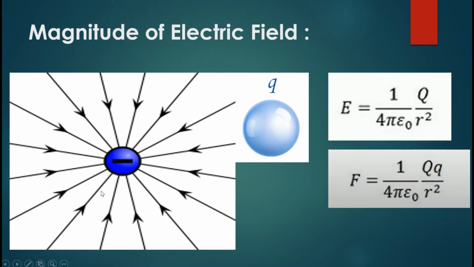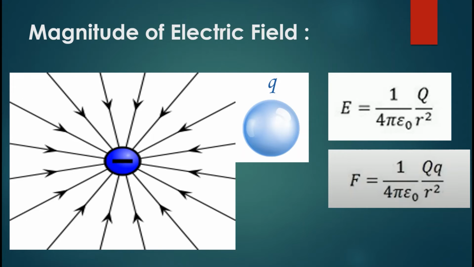Magnitude of electric field. Let us assume that we have a unit charge particle. Another charge particle Q is placed near to that. Because of this unit charge, an electric field is induced around this region. The magnitude of the field can be calculated by this expression, where R is the distance between these two charges and Q is the magnitude of the unit charge.